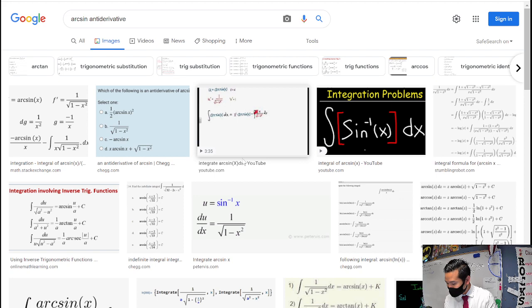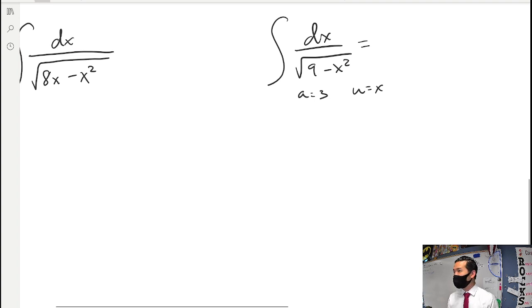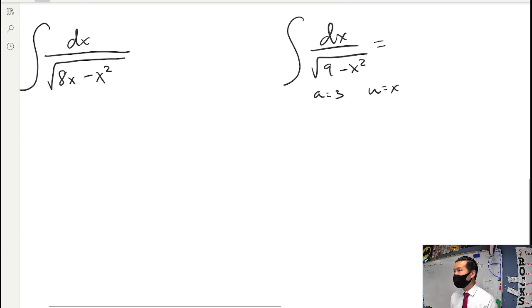Wait, which one is it? Can you go back? Arcsine. What are we doing? This one, this one. No, that's arctan. That has a square root. Arctangent has no square roots. Can you check that? I'm lost. Is it this? I'm guessing it's arcsine.